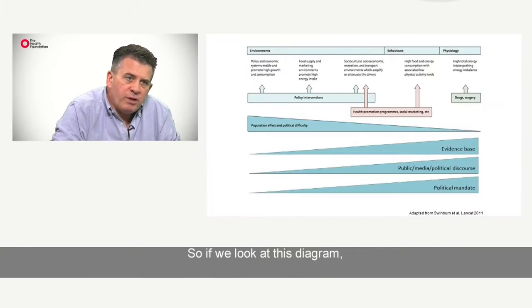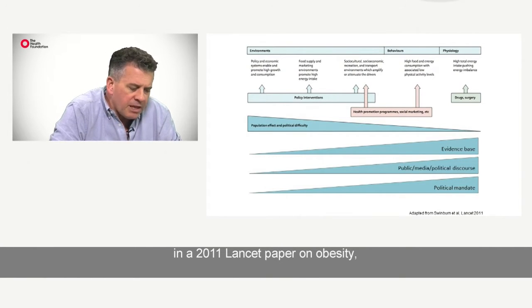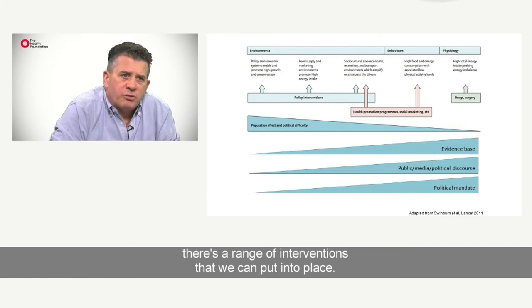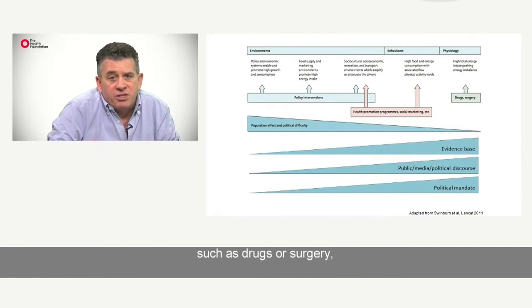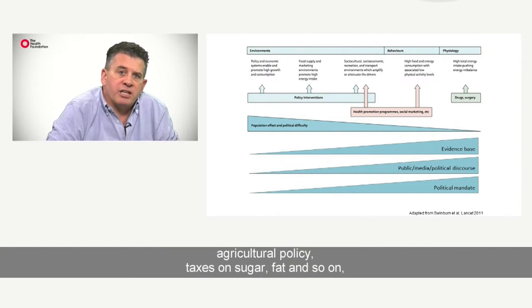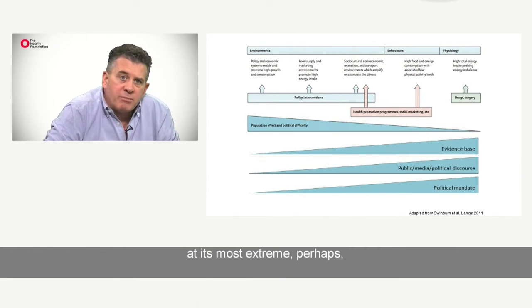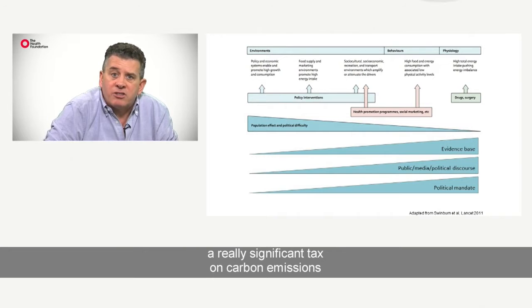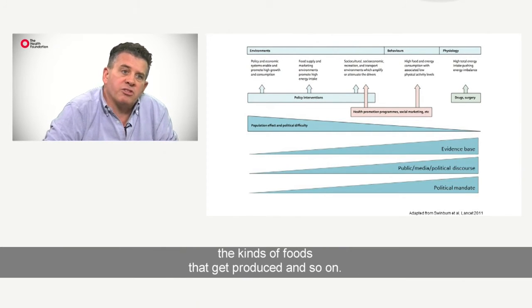So if we look at this diagram, which is adapted from one that Boyd Swinburn used in a 2011 Lancet paper on obesity, there's a range of interventions that we can put into place. On the right-hand side, we've got those individual level interventions, such as drugs or surgery. And on the left-hand side, we've got very upstream policy interventions: agricultural policy, taxes on sugar, fat, and so on. At its most extreme, perhaps, a really significant tax on carbon emissions, which would affect the ways in which we move around, the kinds of foods that get produced, and so on.